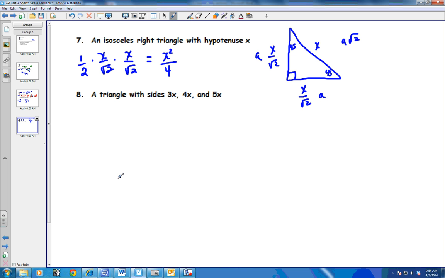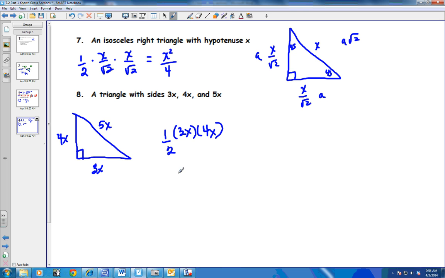And a triangle with sides 3x, 4x, and 5x. I didn't specify that it's a right triangle, but doesn't it make sense that that would be a right triangle, 3, 4, 5? So 3x, 4x, 5x. So it's going to be 1/2 times my base times my height. So that's going to be 12x squared over 2. So the area would be 6x squared.